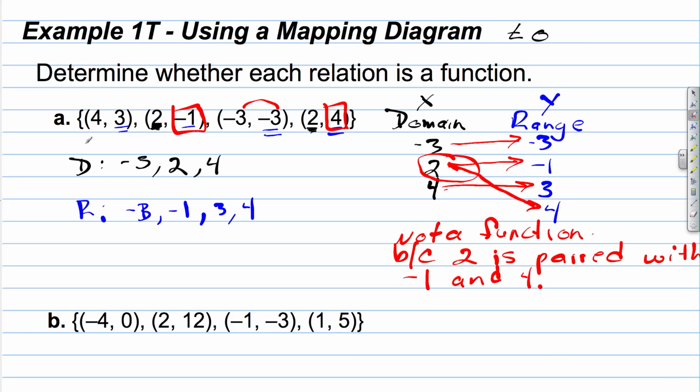Now, you don't necessarily have to do this over here, the domain and the range, but what I do suggest you do is at least make your mapping. I think listing out the domain and the range first is going to help you make your mapping to determine whether it is a function or not.